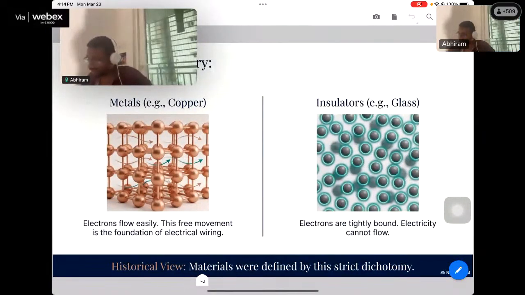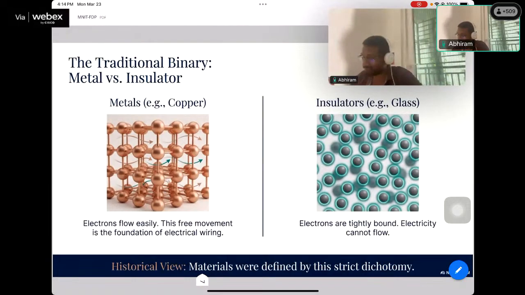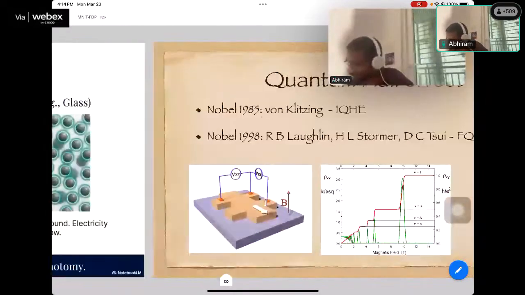Okay, so you see here on the left we have metals. I have taken the example of copper. Here electrons flow easily, and when you apply a small potential difference, you get a current. So that is what metals are. In insulators, the electrons are tightly bound to individual atoms, and electrons cannot flow when you apply a potential difference. So that is what it is.